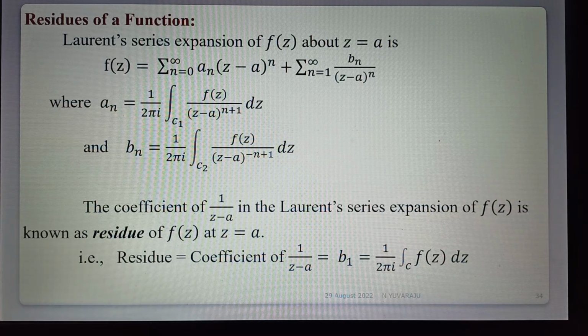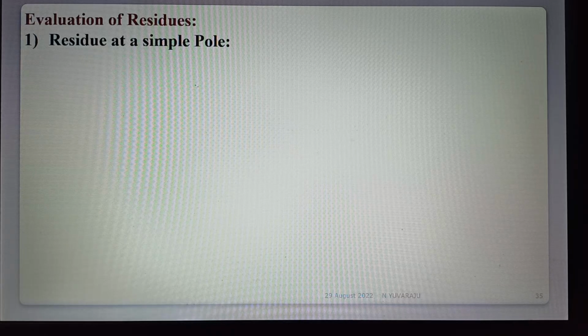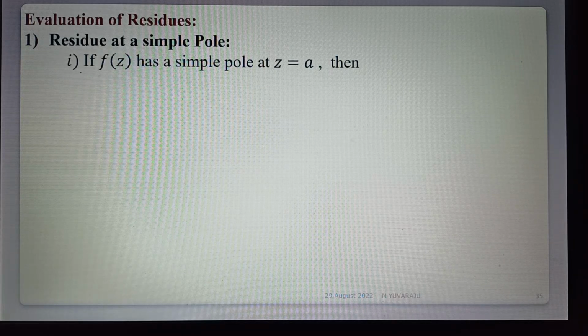Then how to find the residue of the given function using the given procedure here. See the procedure: evaluation of residues. First, the residue at a simple pole. Simple pole means the pole is repeated one time, that is, z minus a is repeated one time in the given function f of z. Then at the point z is equal to a, how to find the residue? If f of z has a simple pole at z is equal to a, then the given formula is as follows.